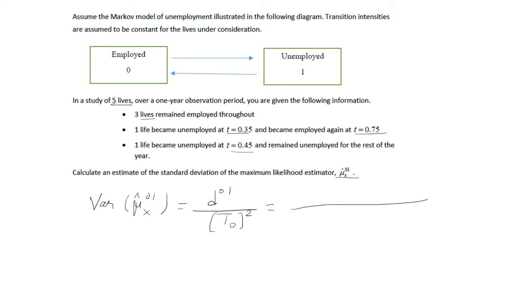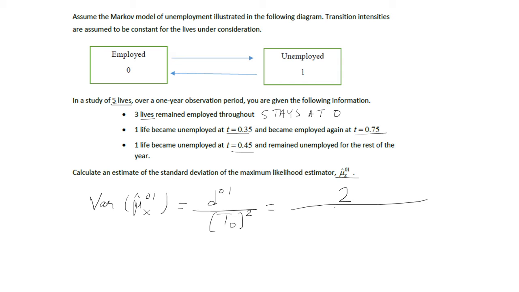The first bullet point, the person is employed throughout, so this person stays at state 0 for the full year, basically. Okay, the second and third bullet points, they originally are employed, but then they become unemployed and then become employed again. The second bullet point, third bullet point, it remains unemployed. Regardless, these 2 lives transition from employed to unemployed at some point. So that's going to be 2.